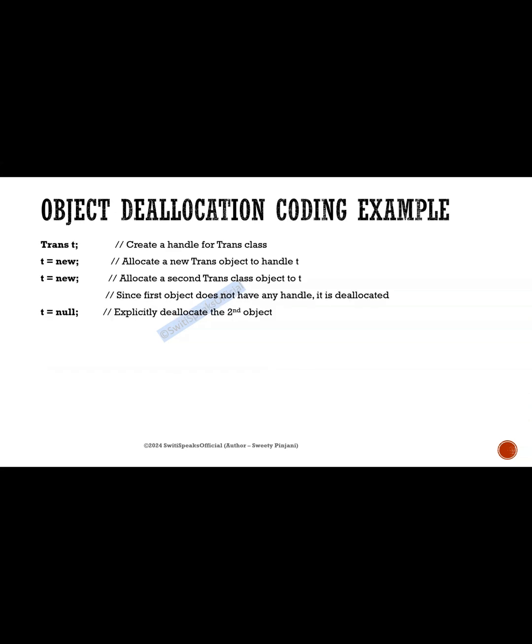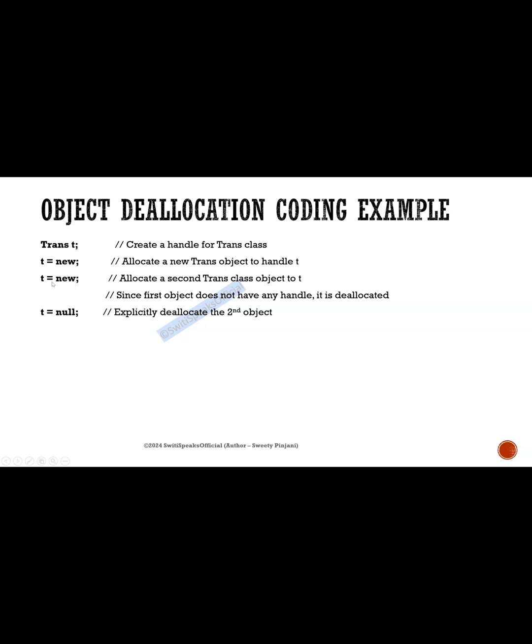Now let us understand object deallocation with the help of simple code. I have a transaction T. This is a handle. I am creating a handle for the class transaction. I have a class transaction and I am creating a handle T for that. Now when you say T equals new, this object handle T will be assigned a transaction object. So the first object is being assigned to handle T.